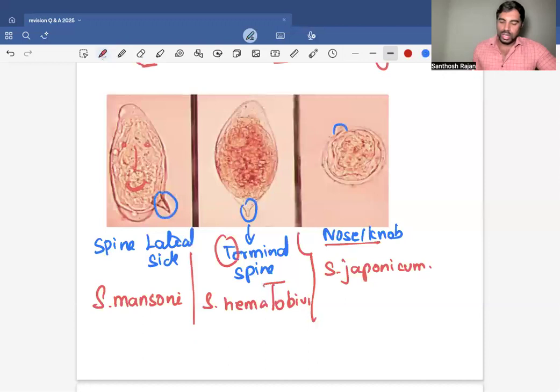But the only thing is that haematobium affects your urinary bladder. The other two affect the GIT. They cause GIT symptoms.